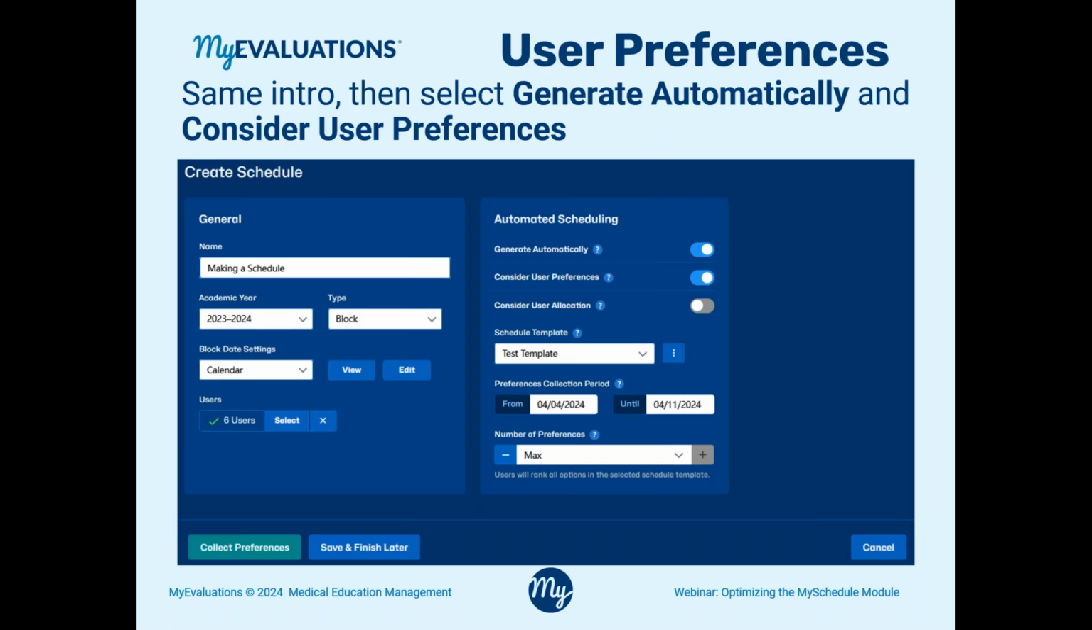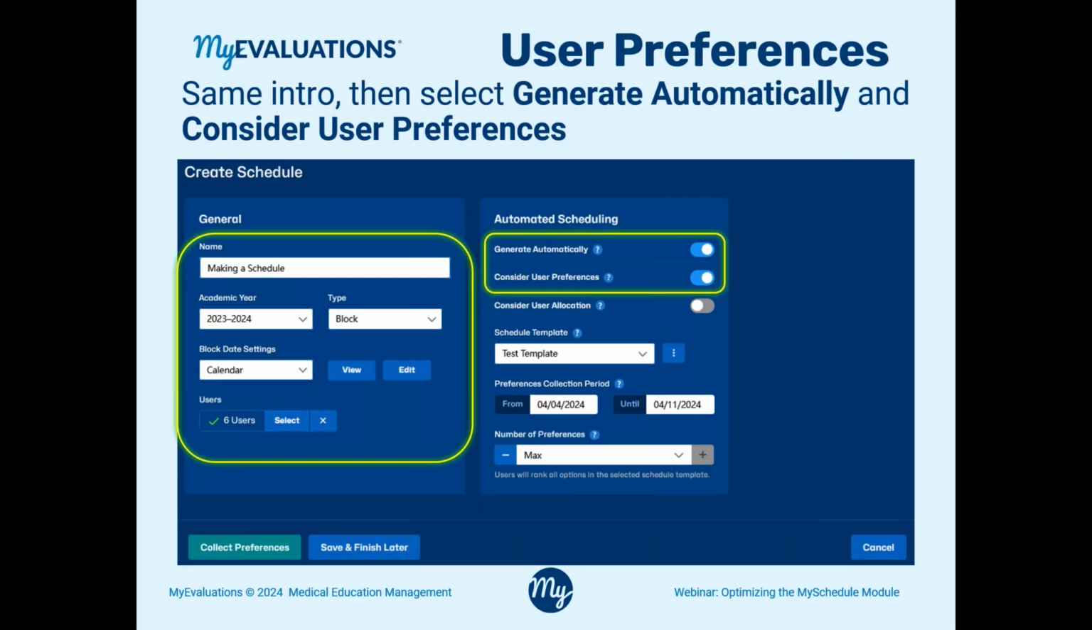So what we have here is, again, the same option. We're going to create a schedule where we name it, set the academic year, and select the users. We select the option to generate automatically, and we also select the option to consider user preferences. Now, because we're generating automatically, it asks, what's the template you want to use?